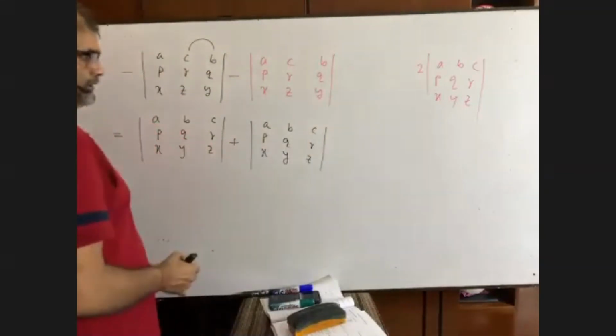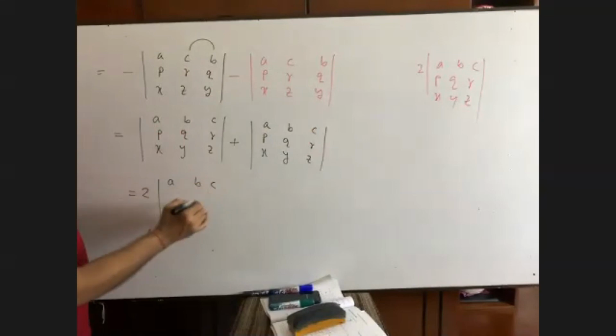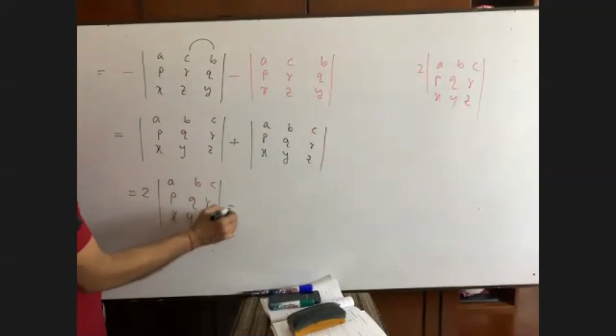I think you have got it. It is equal to 2 into A, B, C, P, Q, R, X, Y, Z, equals to right hand side.